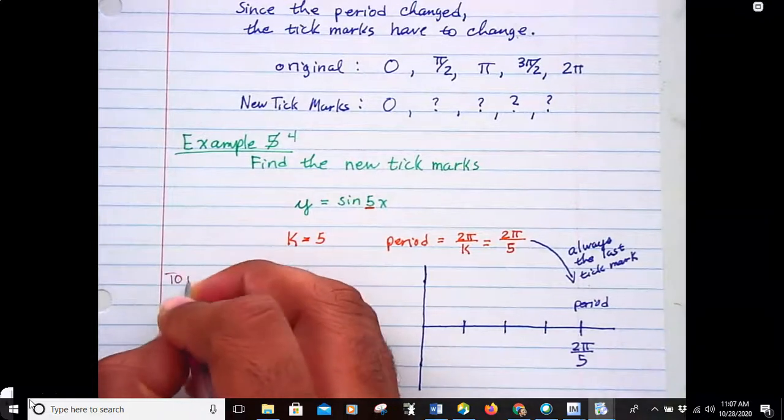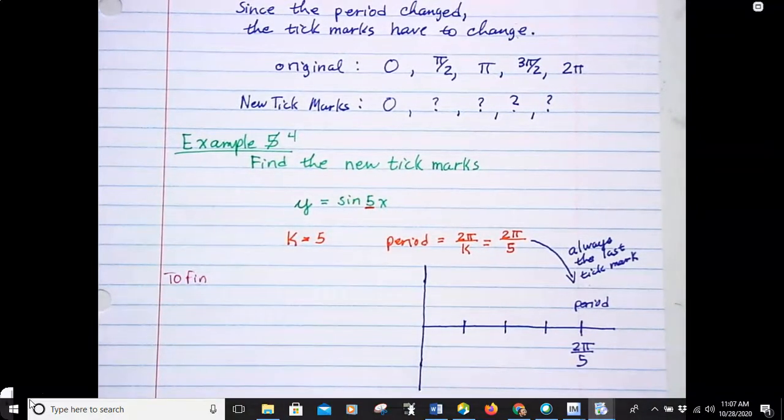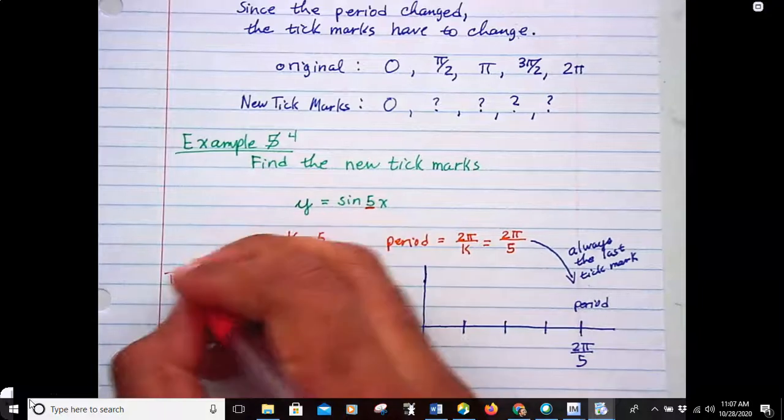Oh, can't see that. Running out of colors. We're running out of ink on that one.